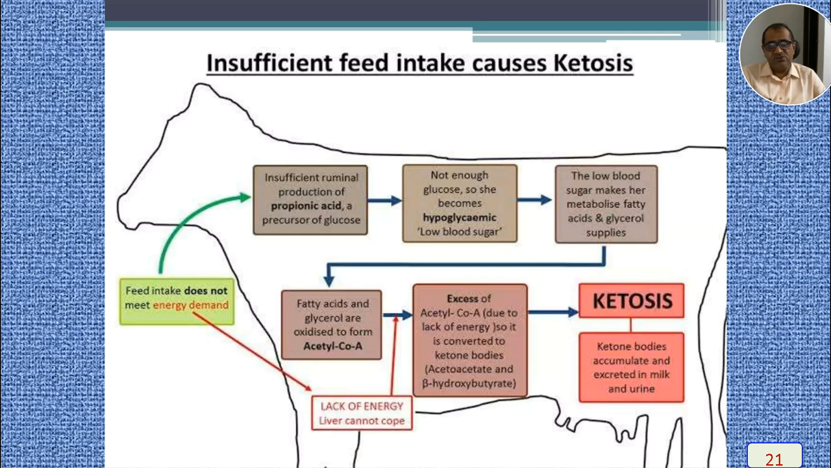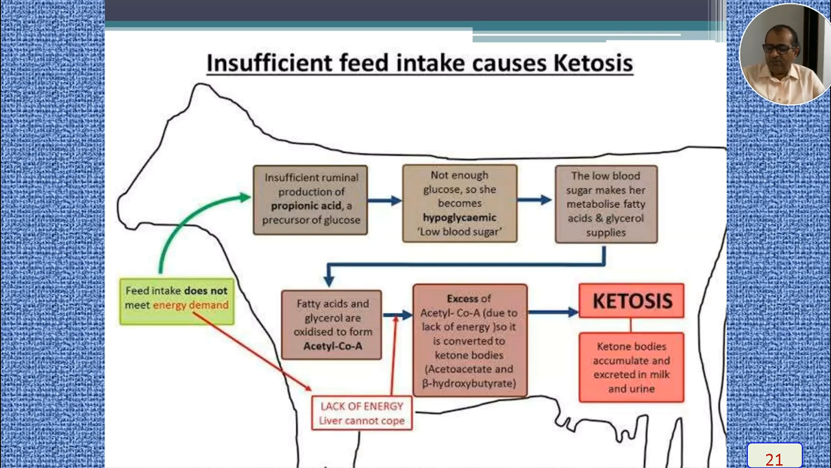Then this situation is called ketosis, and both of these, acetoacetic acid and beta hydroxybutyrate, are called the ketone bodies. So these are the exact causes of the ketosis, because there is a lack of energy and the liver cannot cope up with the increased demand of the glucose from the body.